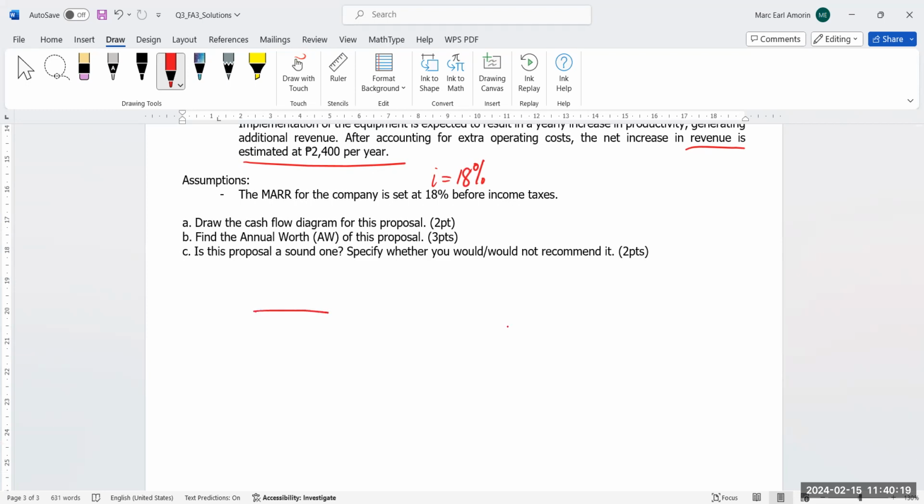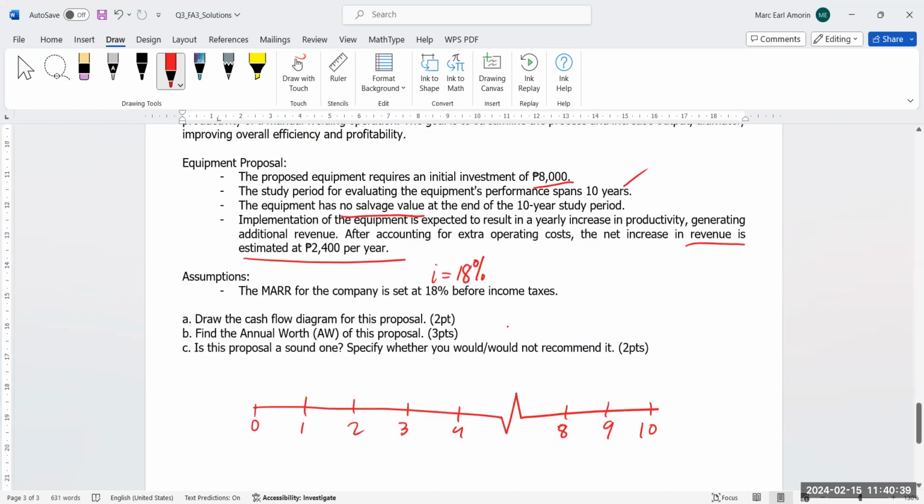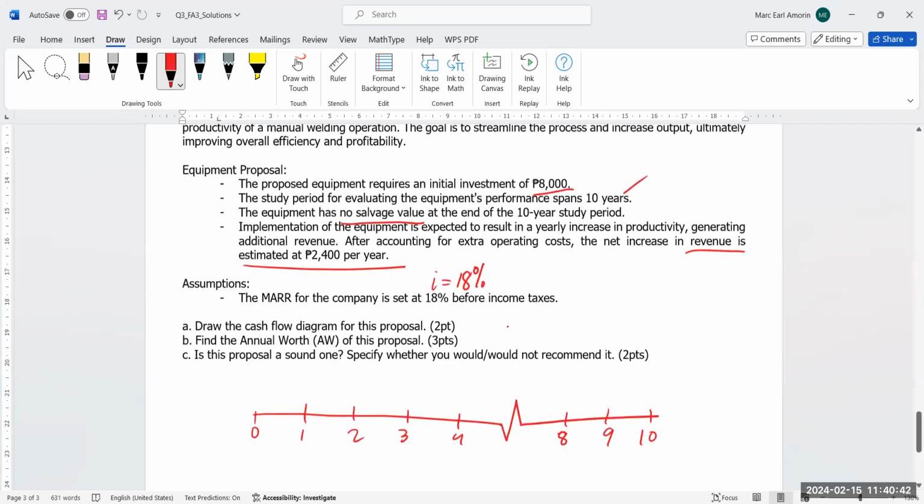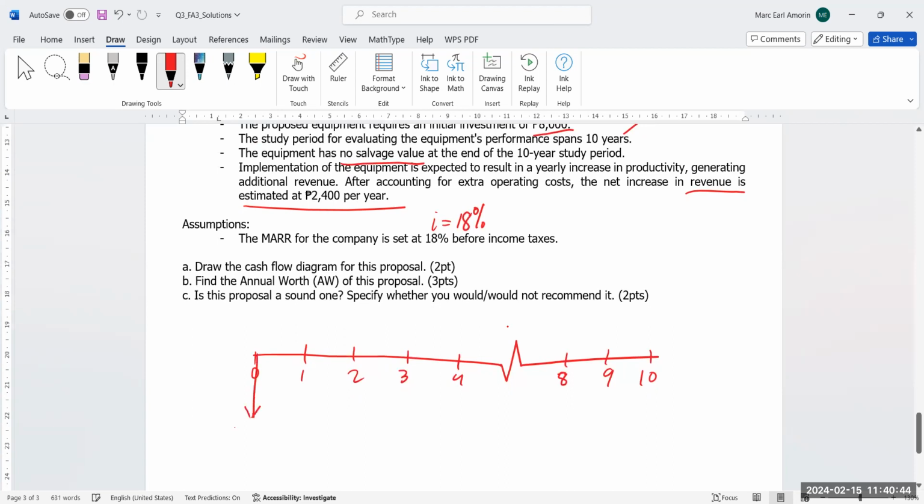So again, we have our time scale. Okay? So this time, 10 years. So we are going to cut it to make it easier. So 0, 1, 2, 3, 4, up to year 10. Okay? So do we have an initial cost or investment? Yes, that is 8,000. So that is a negative cash flow. Then, since no salvage value, we have no positive cash flow in year 10.